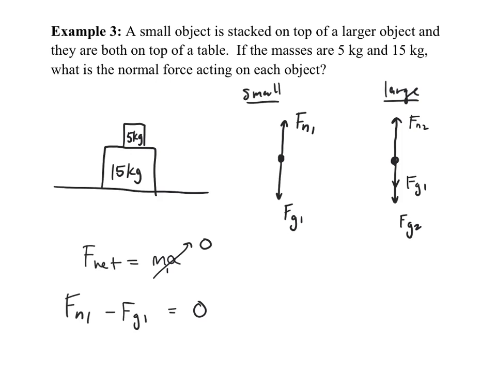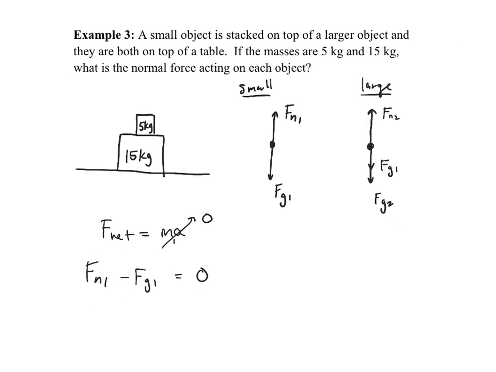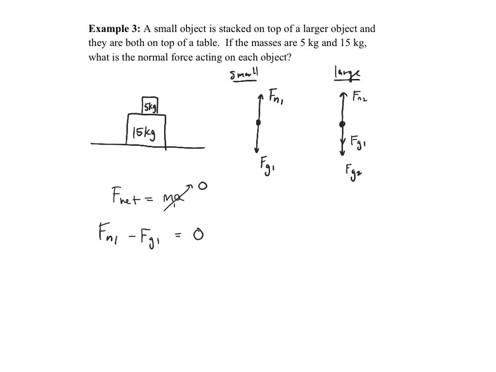Remember, it's got a normal force pushing up on it from the bigger object. It's got its weight pulling down. Normal force is positive, weight is negative. Up versus down. Positive versus negative. So from this, we can find the normal force, right? Because we know Fg1. Fg1 is calculable. You can calculate Fg1.